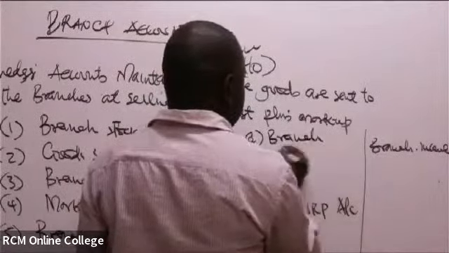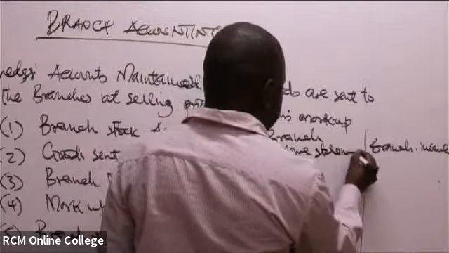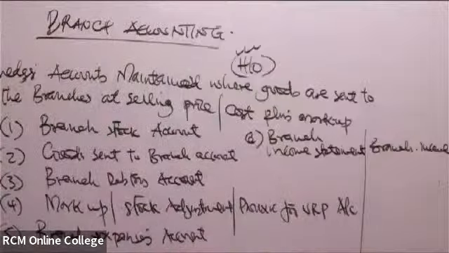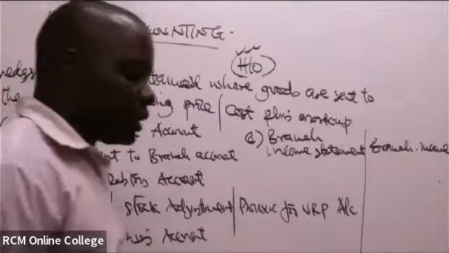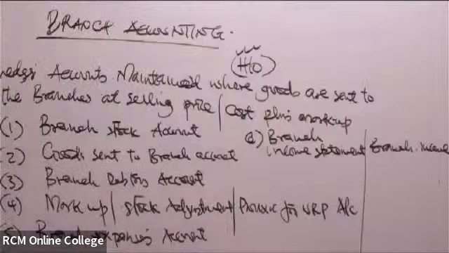Branch income statement. They'll come up with the branch income statement for each and every store, each and every branch, to show how the branches are performing. They can even compare the performance of different branches. Because if they're supplying goods to the branch, what will they maintain?